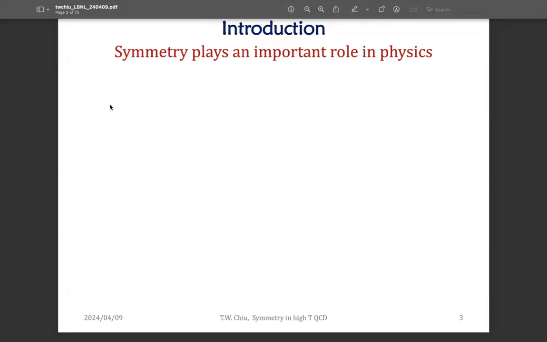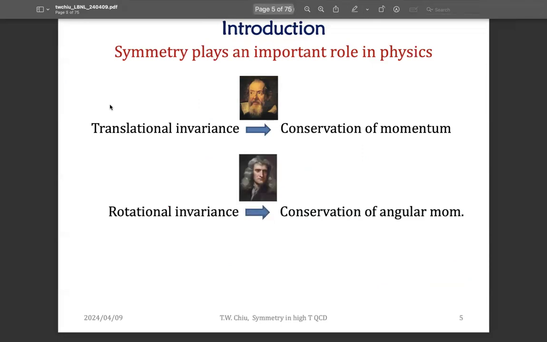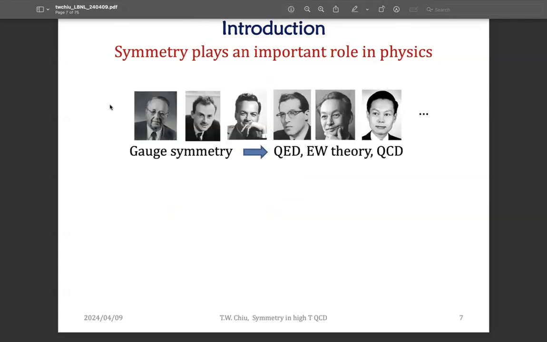I think everyone agrees symmetry plays an important role in physics. Just a few examples. For example, the translation invariance gives us the conservation of momentum. And the rotational invariance gives us the conservation of angular momentum. And the general principle of relativity gives us general relativity. And the gauge symmetry is the underlying principle of all fundamental interactions, say QED, electroweak theory, and QCD.